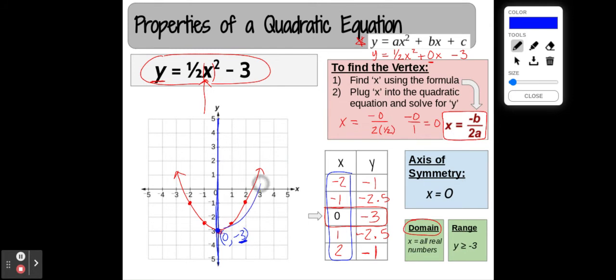And then it goes up from there, both directions, right? The parabola goes up. It's never going to touch any other y coordinate that's less than -3. And even if you look at your table that you made here, do you see how -3 is the lowest number? So the range is going to be y values that are greater than or equal to -3. Everything bigger than or equal to that -3. So range is going to be written as an inequality. Okay, so here's one example.